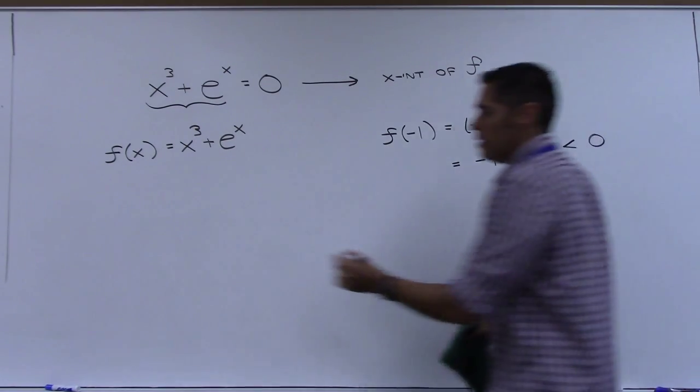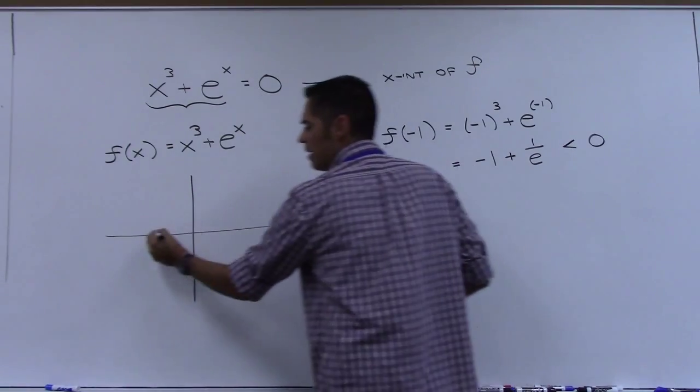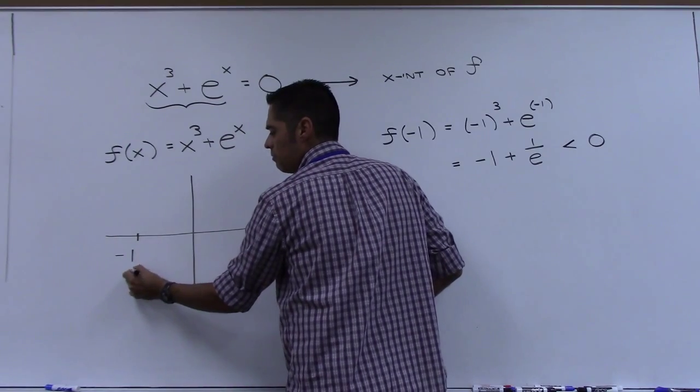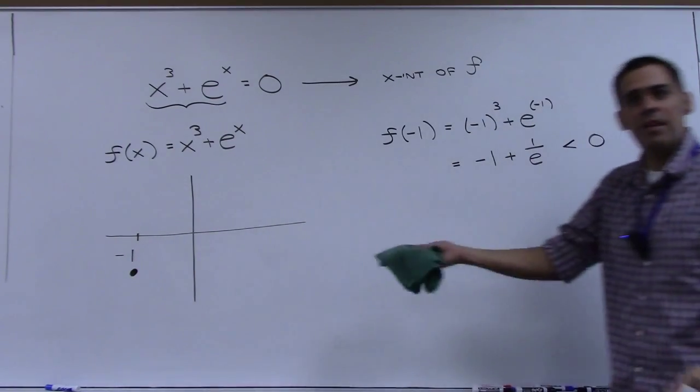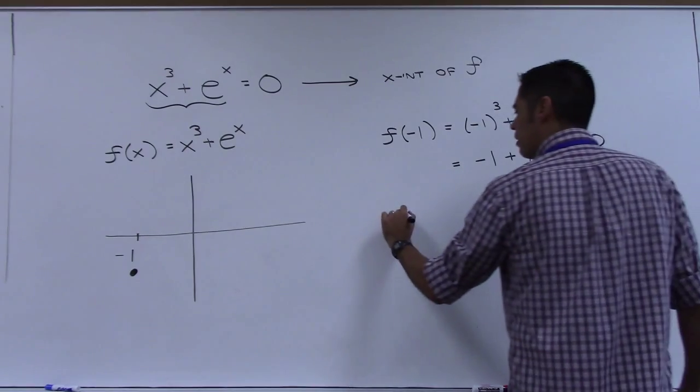If I were to graph this function, I know that at -1 it's somewhere down here, below the x-axis. And now I'm going to guess again. How about 0? What do I get if I plug in 0?